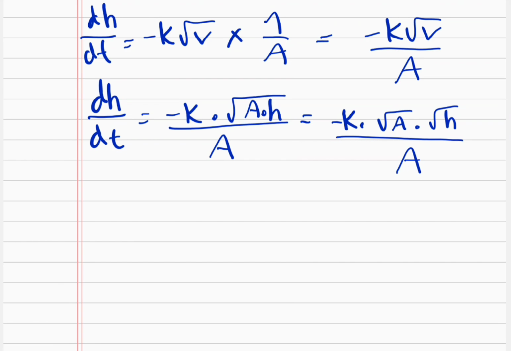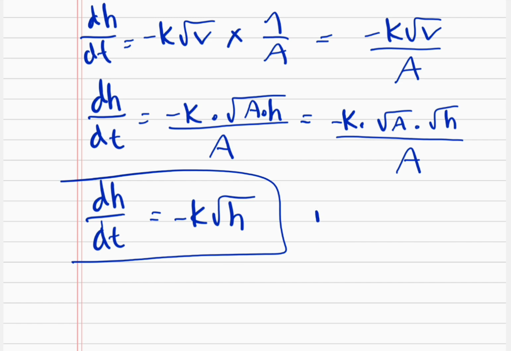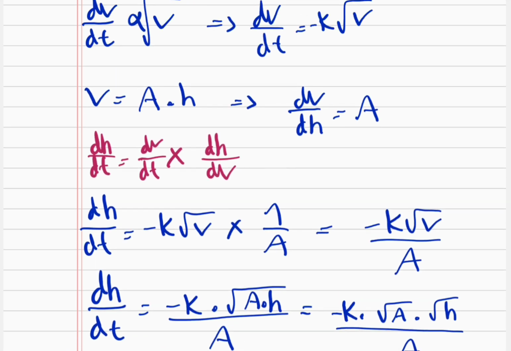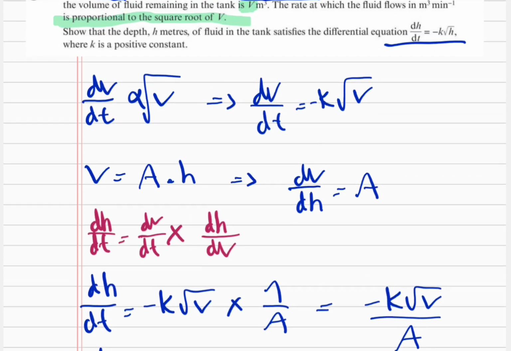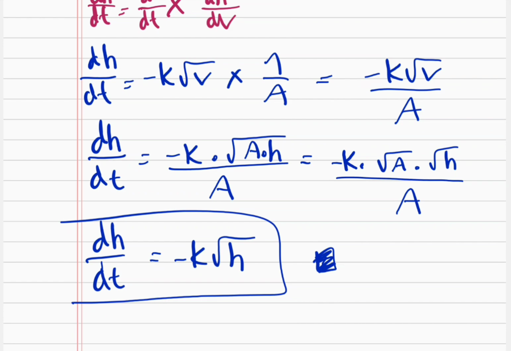Now the same logic applies here. A is a constant, square root of A is a constant, and minus k is a constant. So this constant times this constant divided by this constant gives us another constant, which we can show with the lowercase k. So we now have dh by dt is equal to minus k square root of h, where k is a constant. And this is exactly what we wanted to show. Okay, that's it for this video, and thank you for watching.